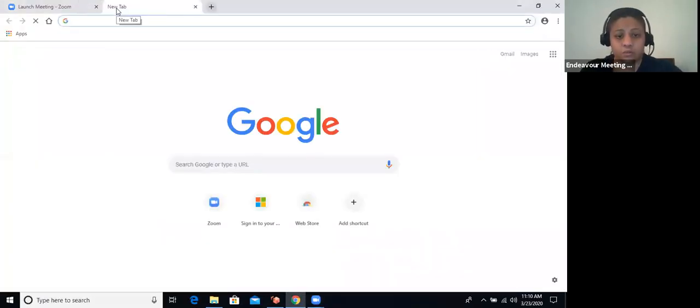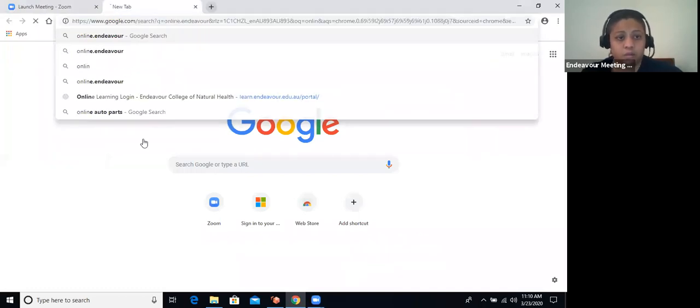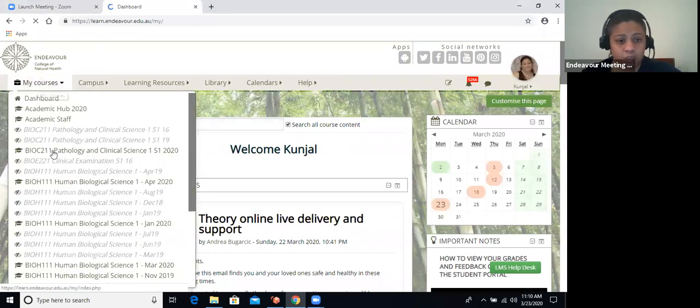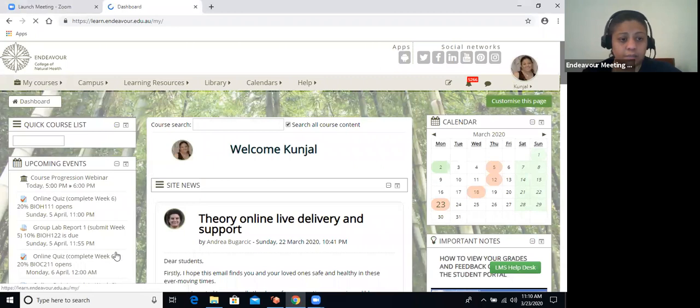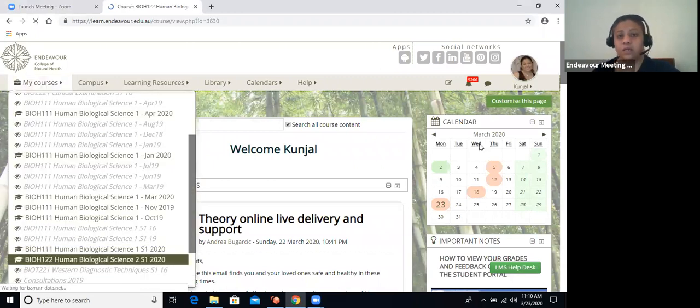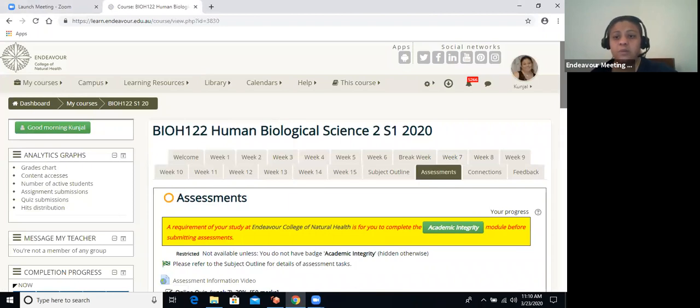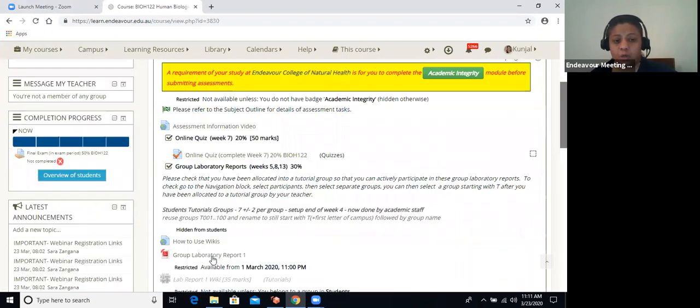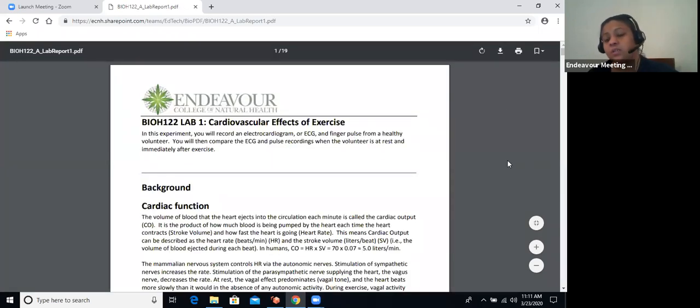I'm just going to share my screen with all of you so that you can see the guidelines that we were talking about. I'm hoping that you can see my screen. I'm just going to log in. When you go into the subject page, subject LMS, you can see the assessment, under the assessment tab, the lab report, the group lab report 1. This lab is about the cardiac output and the effect of exercise and rest on the cardiac output.